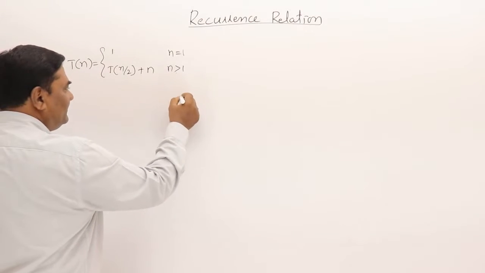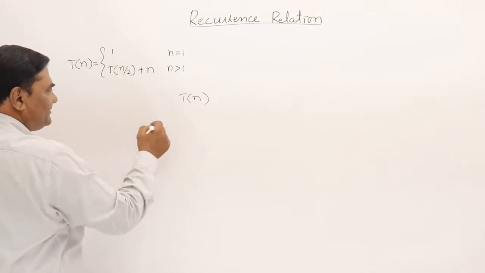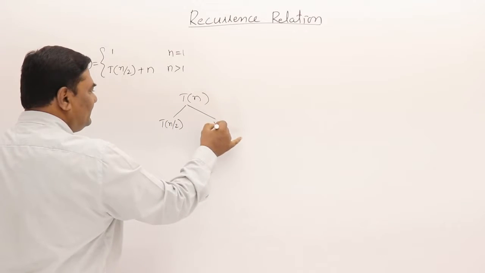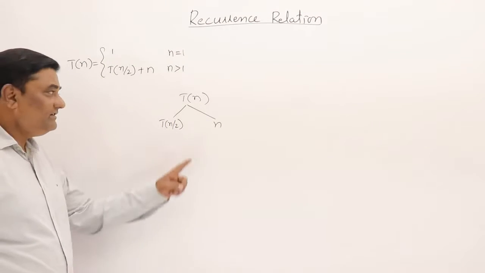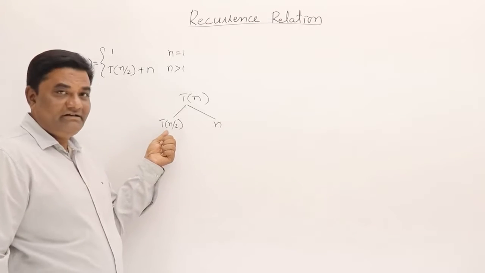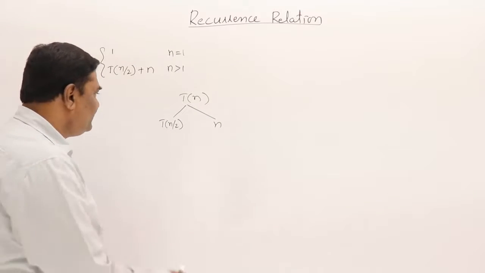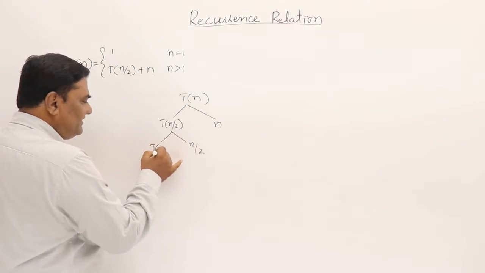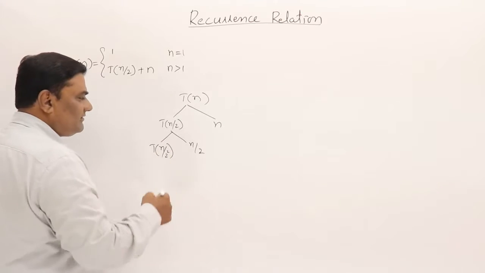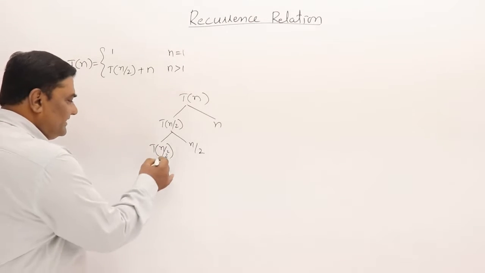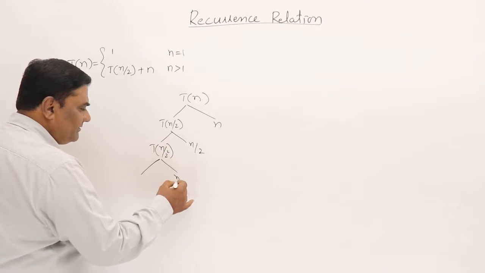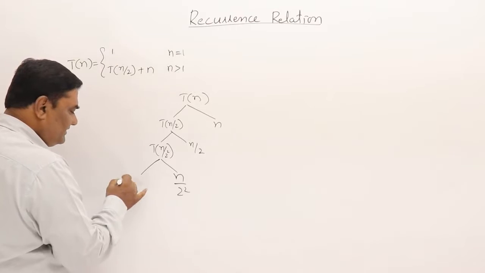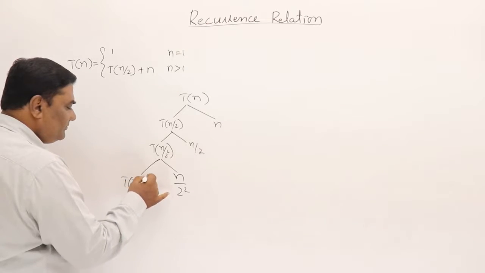See T(n), there are two steps in this one: T(n/2) and n. n is the time taken in this step plus the time taken here also. Then what will this be? This will take n/2 time and also T(n/2²). Then what will this be? It will take n/2² time and T(n/2³).